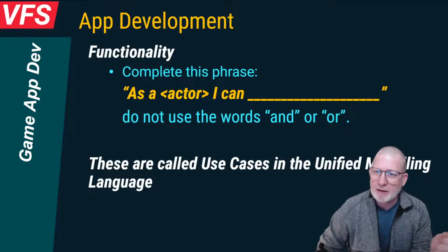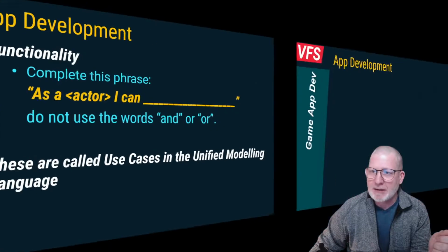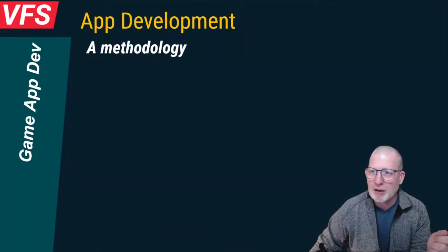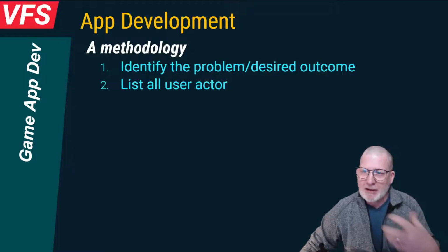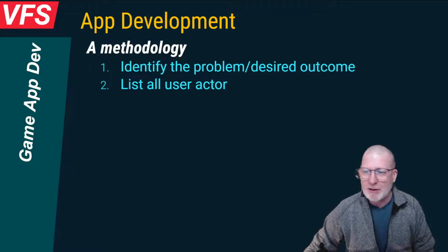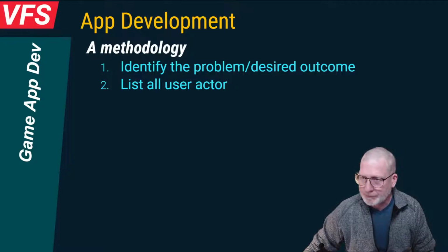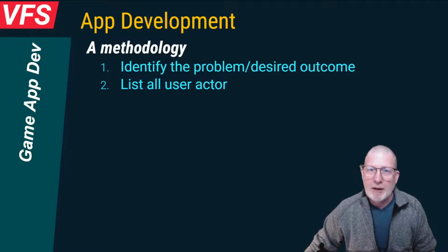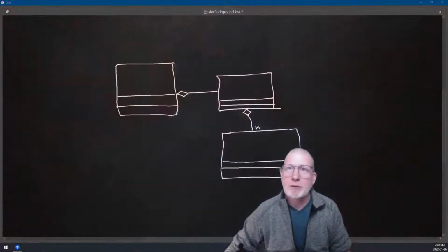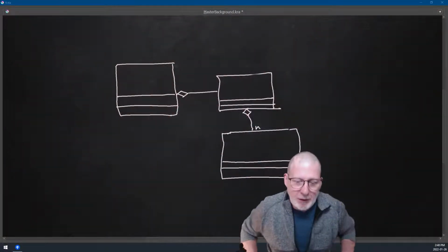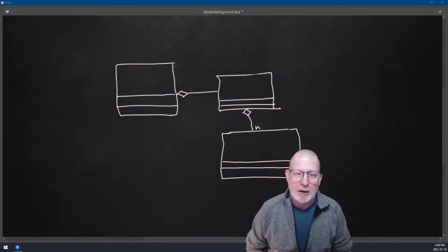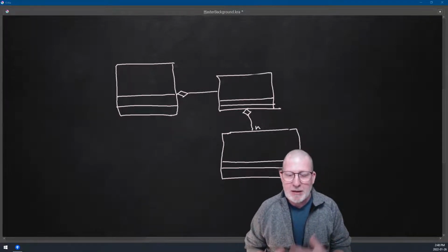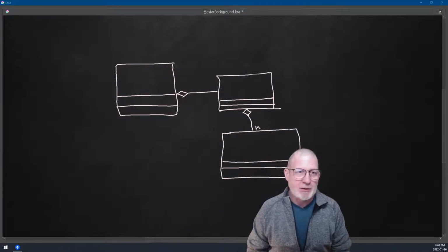So let's take a look at how this kind of fits together, this methodology, right? So list all the actors, identify the use cases. Let's show you some of the diagrams to start with. Now, to build a basic class diagram, all we need is a few boxes. And these boxes have some relationships in between them already.